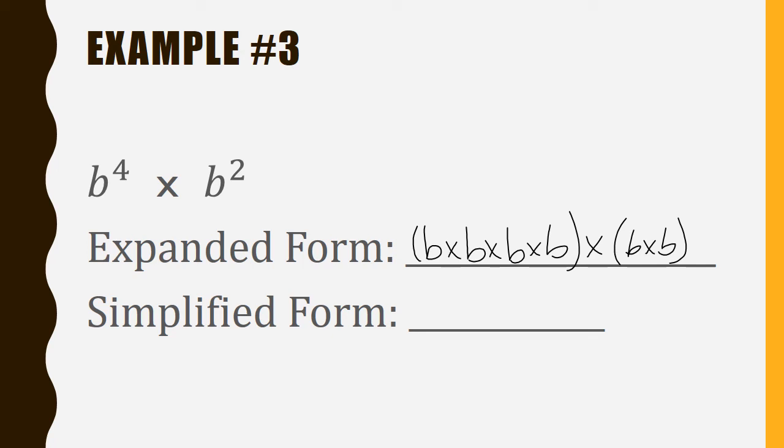Even though I don't know what b is, in the simplified form, my base is still going to be b. We can be more specific if the problem ever tells us what b is equal to. In this case, it could be anything. Then we just have to count up how many b's are being multiplied. 1, 2, 3, 4, 5, 6. So we have b to the 6th power. So b to the 4th times b squared is going to be b to the 6th.